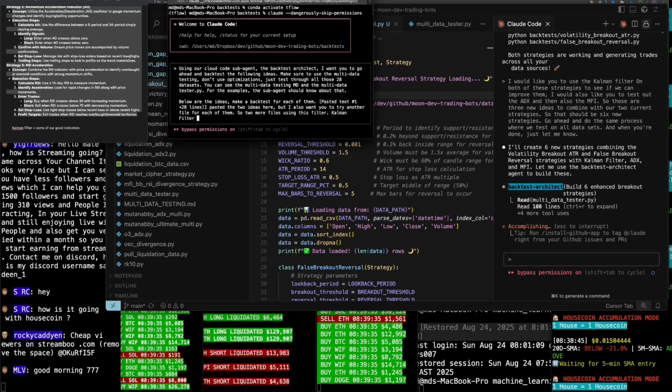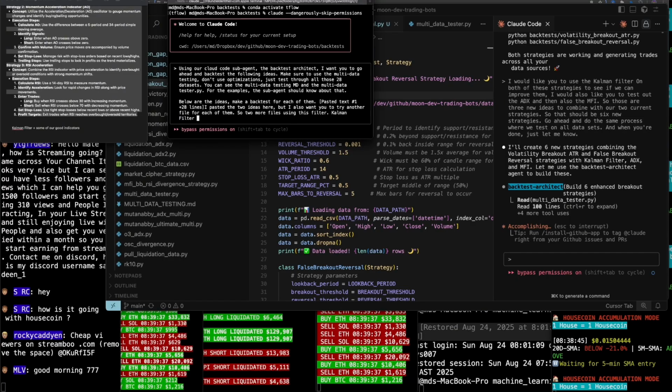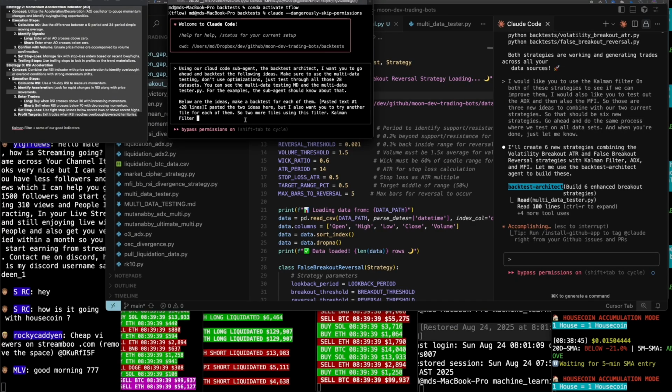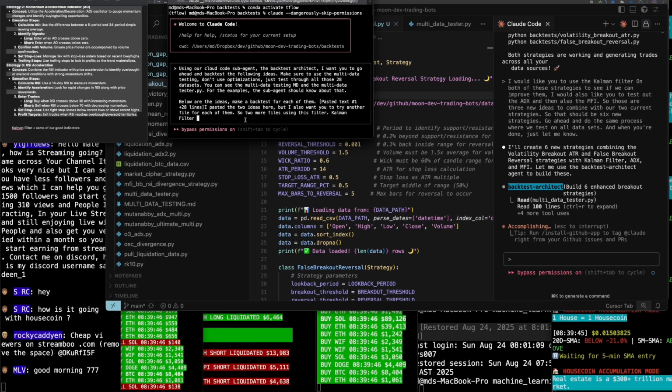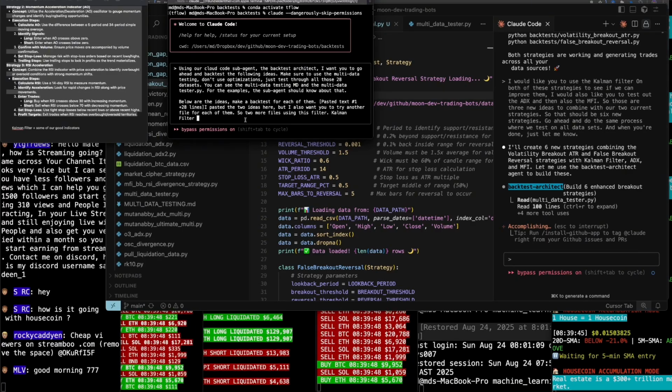So please output 4 different backtests. Make the files all start with the same word, so they're all grouped together in my IDE. Thank you.